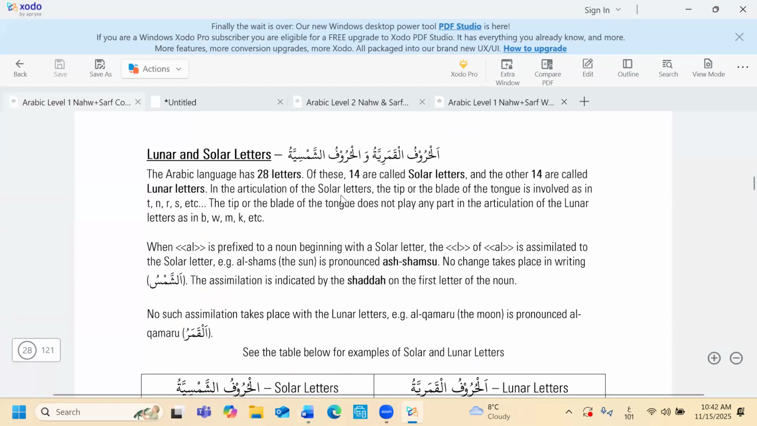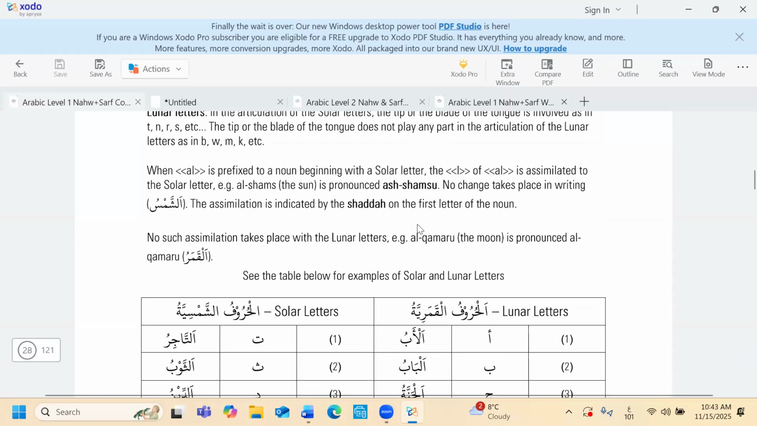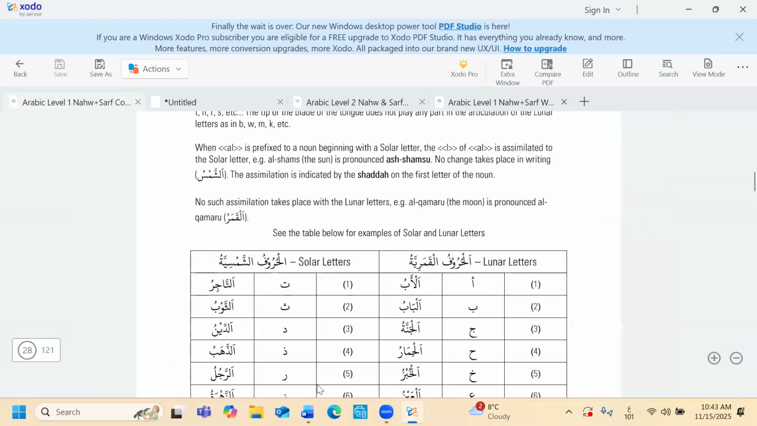For Shamsi letters, the tip or the blade of the tongue is involved. So if you have the tongue hitting the teeth to pronounce the letter, like dal, ta, dha, ra, or the sides of the tongue, then most likely it's going to be a Shamsi letter. Whereas if it's a letter that comes from the lips or from the throat, then most likely it's going to be a Qamari letter. Or you just learn them.